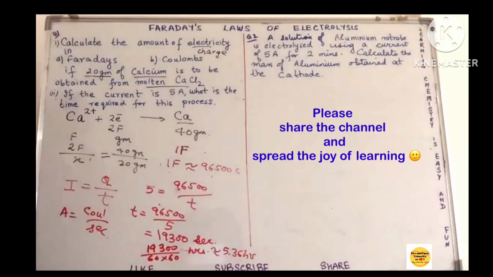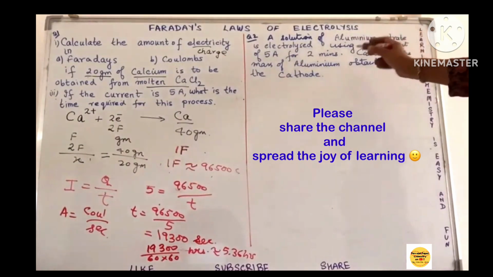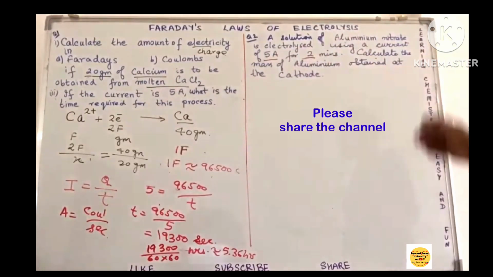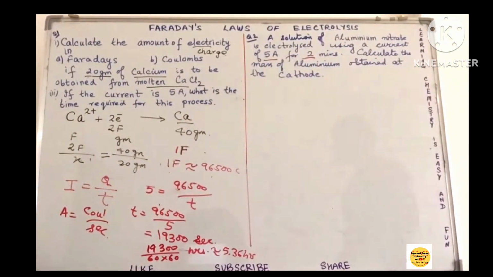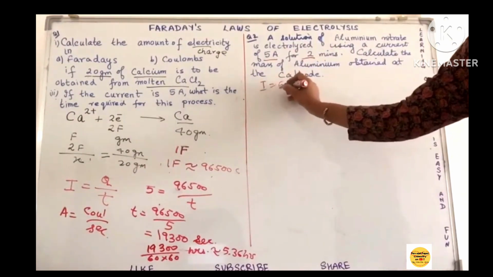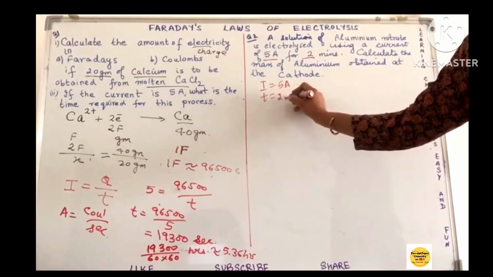It would be in your best interest to attempt more numericals like this. Going on to the second numerical, which says that a solution of aluminium nitrate is to be electrolyzed and you are using a current of 5 amperes for 2 minutes. Now this is a very lengthy numerical, right? How are we going to do it? Let's start step by step. First of all, list down what is provided to you. We know that the current is 5 amperes. We know that the time is 2 minutes.